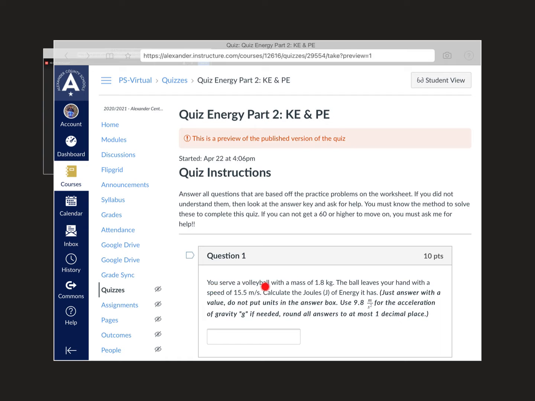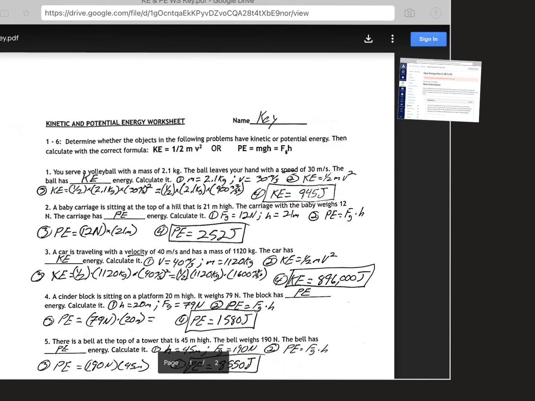You serve a volleyball with a mass, and it has a mass. The ball leaves your hand with a speed, okay? If we now look on the solution sheet, the key that I gave you, the very first one: you serve a volleyball with a mass, the ball leaves your hand with a speed. So the number values change, but this is going to be the exact same actual problem. A little later on, you might have to hunt for them a little bit on the solution sheet, but they're all on here. And for every one of them, I give you the steps to solving them.